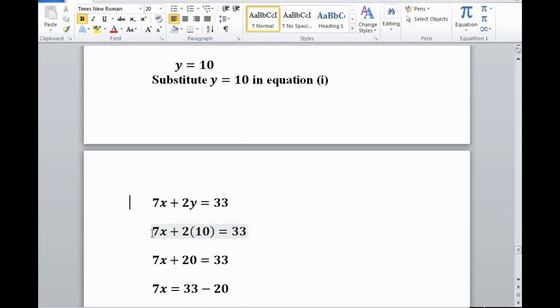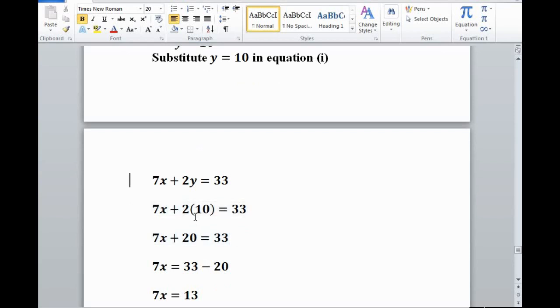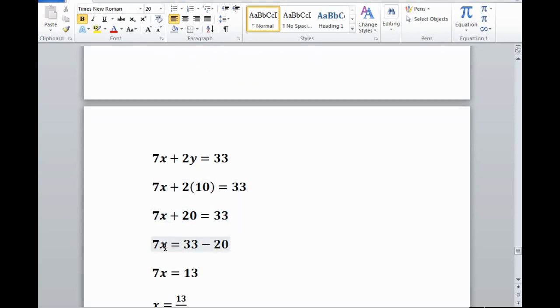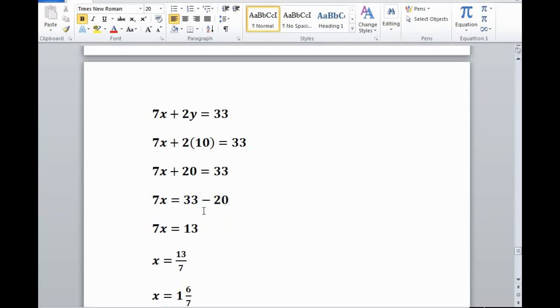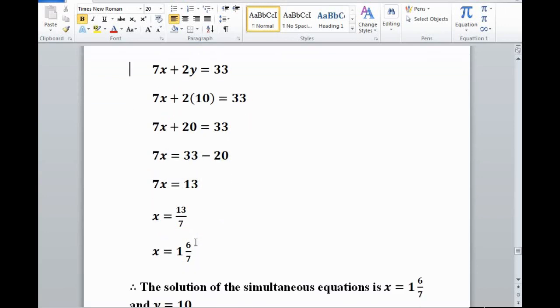So this equation becomes 7x plus 2 multiplied by 10 equals 33. The product of 2 and 10 is 20. And then let's take this 20 from left to the right side. So this equation becomes 7x is equal to 33 minus 20. Subtract 20 from 33, we get 13, and finally x is equal to 13 upon 7.